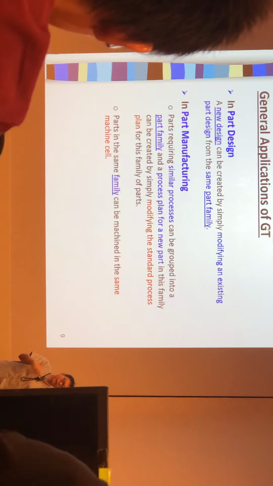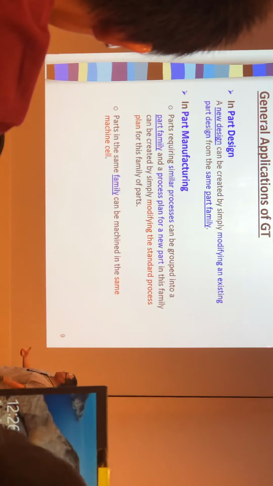So you find the one most close to the one in your mind you want to design, and you just retrieve it and make modifications. And by doing that, we still call that a certain level of automation. You can save time and effort.